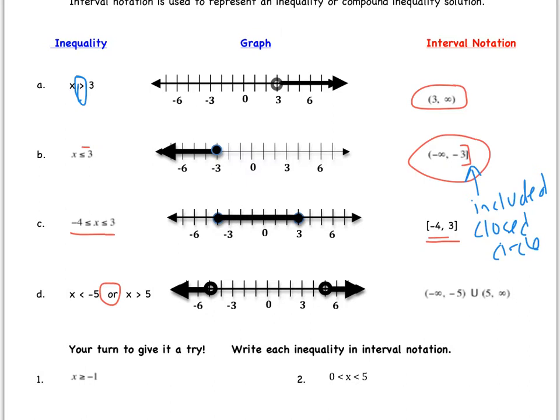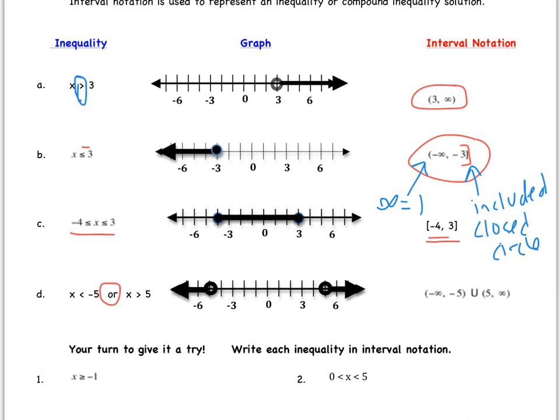Now, something that's very important to know is infinity is always a parenthesis. Whether it be positive or negative infinity, it's always going to be a parenthesis. The reason is infinity is not a number. So you can't say that you include infinity because it's not a number, it's just an idea.